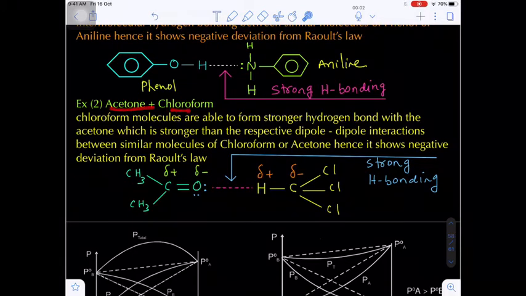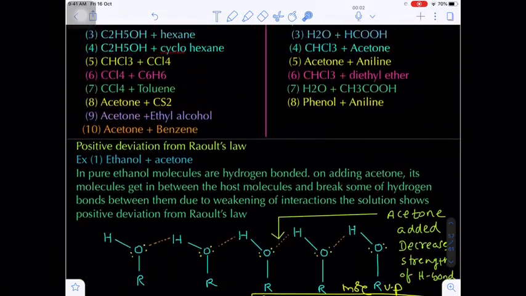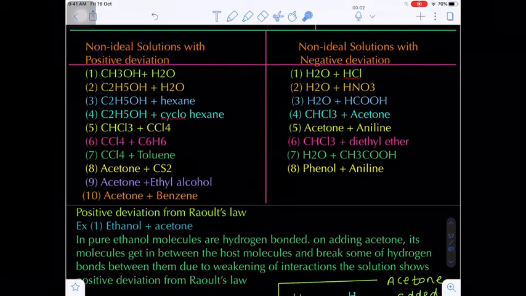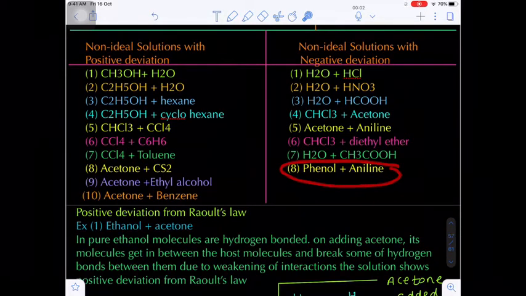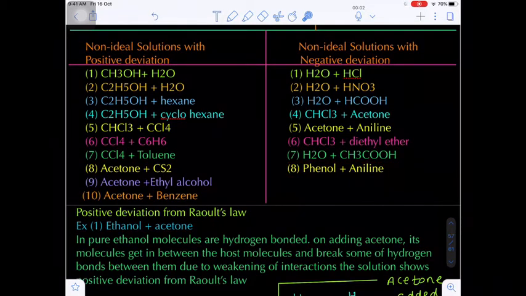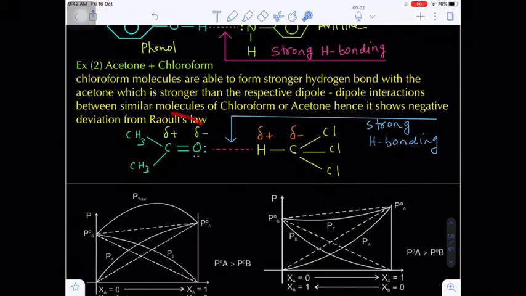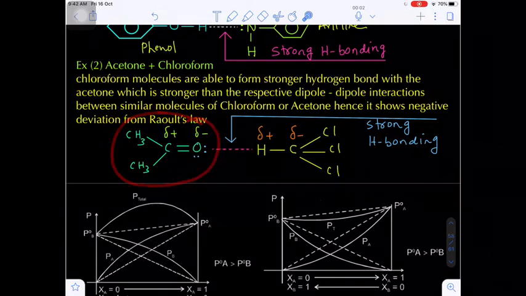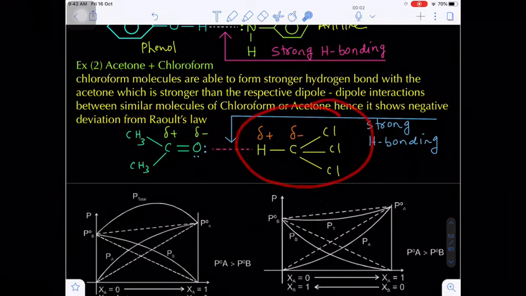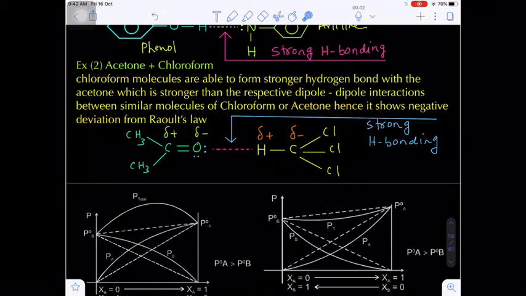Okay, and one more example, we have acetone and chloroform. We have two examples. What is the first example we are taking here? Number one, phenol and aniline, and number two, we are considering acetone and chloroform. Now you see acetone, just now I told you acetone has dipole intermolecular force of attractions. Now this is chloroform, CHCl3.